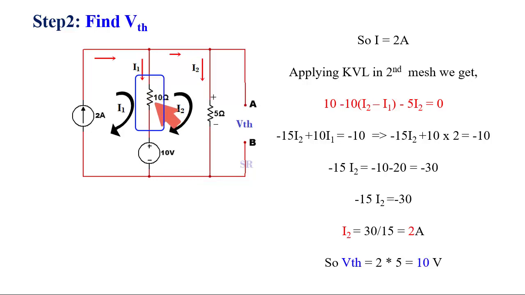Through this 10 ohm resistance, I2 and I1 both currents are flowing, and considering I2 is higher than I1, the resultant current is I2 minus I1, which is flowing through the 10 ohm resistance. So the potential drop across this 10 ohm resistance is 10 into (I2 minus I1). The potential drop across this 5 ohm resistance is 5 into I2. In this mesh, the voltage source 10 volt is here, so 10 volt will be considered. Now the summation of these three is 0.